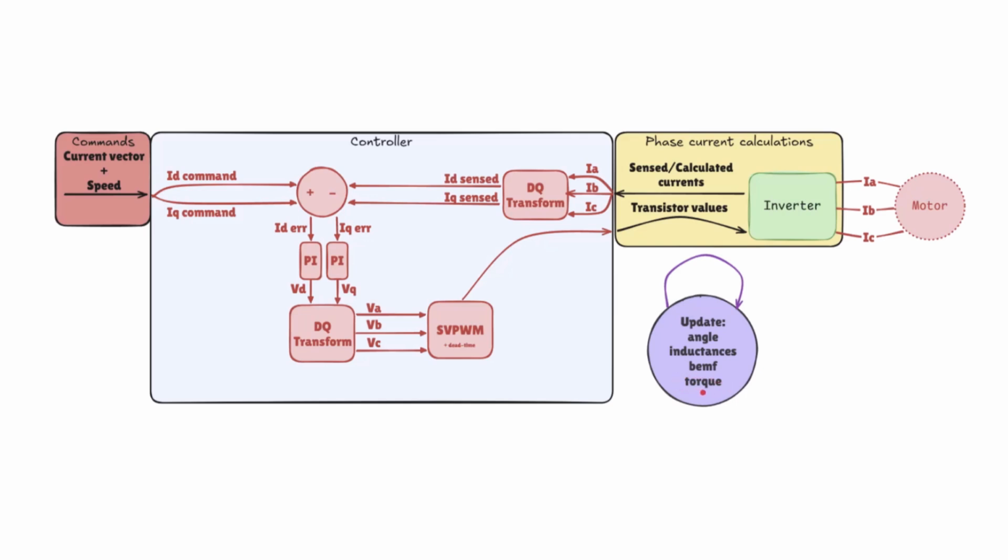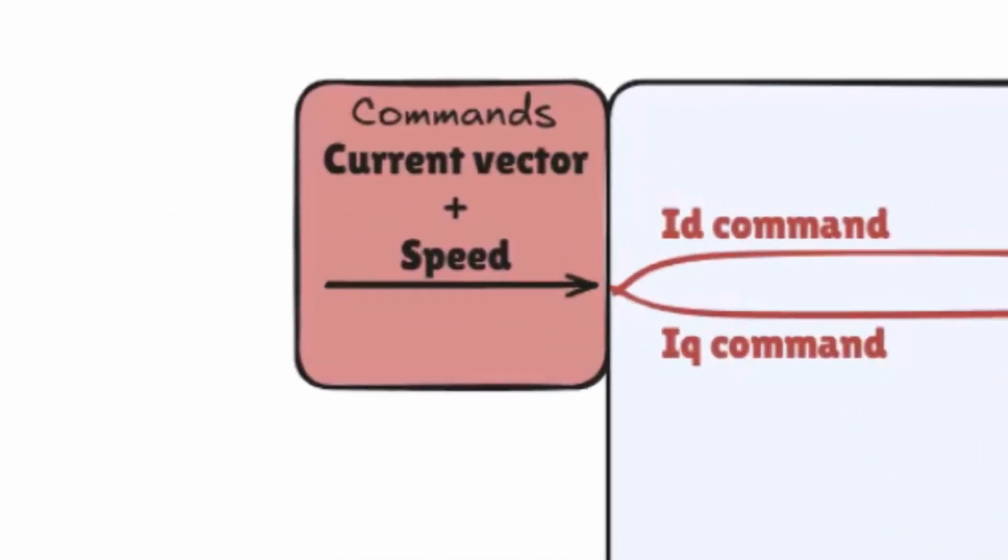And finally, we get to where we started, calculating the phase currents based on the previous phase currents and the commanded voltages. Alright, let's go over the separate blocks now. Starting with the ramped commands.